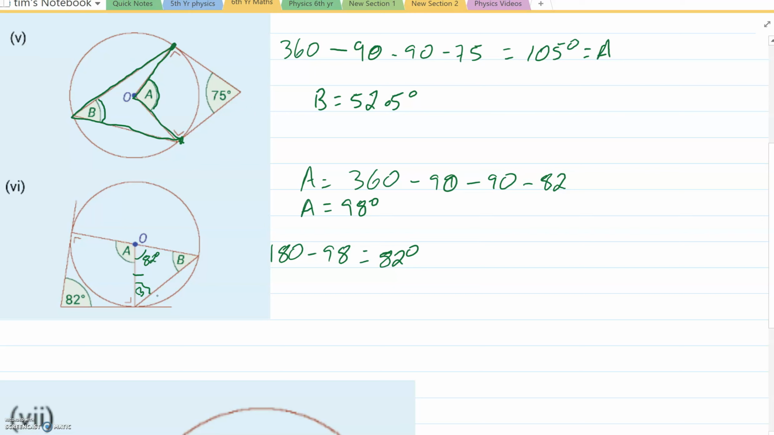Once you know one angle in an isosceles triangle, you're able to work out the other 2. So 180 minus 82 gives you the sum of B and B, which is 98.